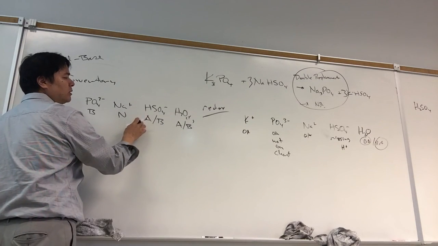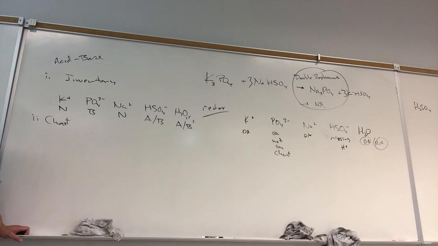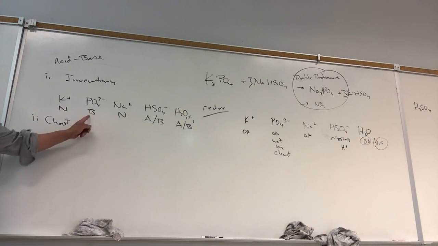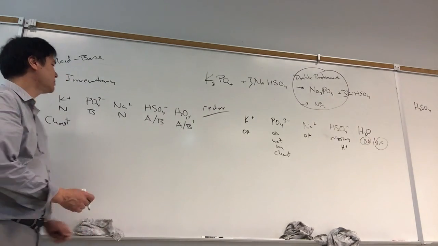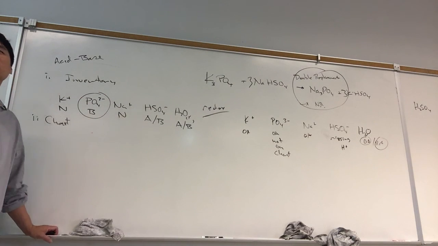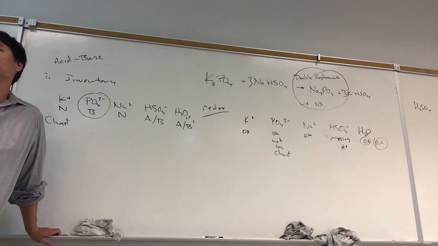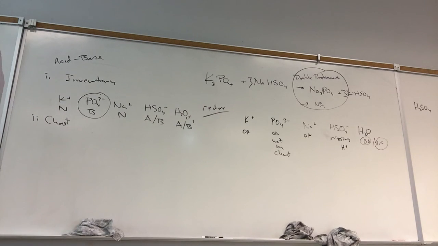HSO4 minus is a much better acid than it is a base. In fact, it's an awful base. Some people don't even consider it as a base. But it occurs on both sides of the chart, so we'll use it. So we pick the strongest base out of these. The strongest base is going to be phosphate, looking at the chart. Phosphate's borderline strong base.